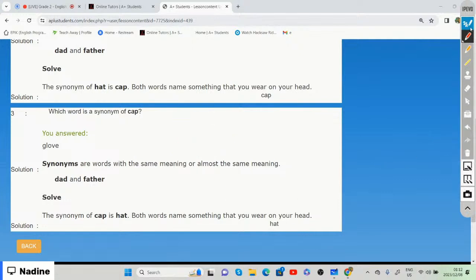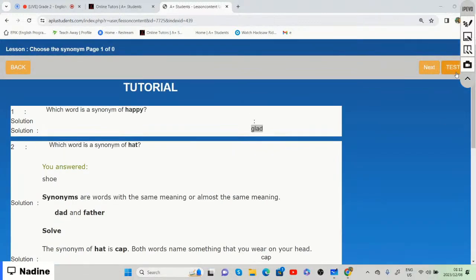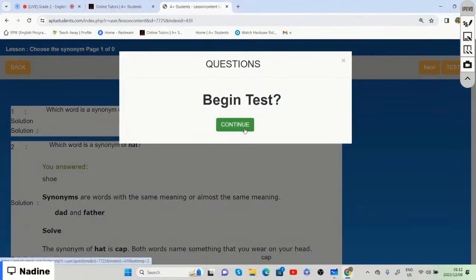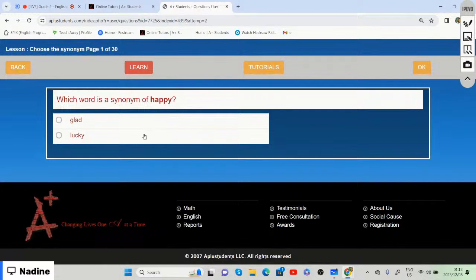All right. Now we're going on to our test, right? And the test is, which word is a synonym of happy? Is it glad or is it lucky?